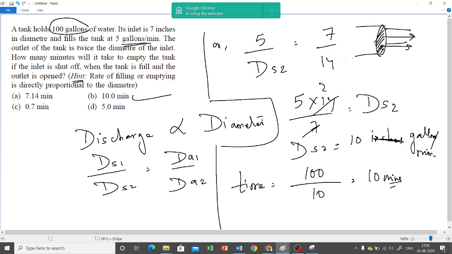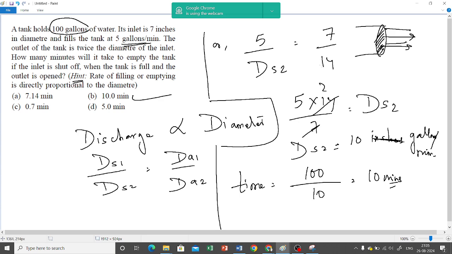So that is called the discharge. So discharge is directly proportional to diameter, right? Discharge of a pipe is directly proportional to diameter. So ds1 by ds2 is equal to da1 by da2. What is ds1? ds1 is 5. What is ds2? ds2 is nothing, I need to find out. What is 7? 7 is 7.